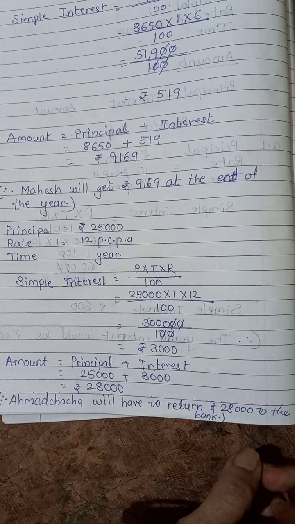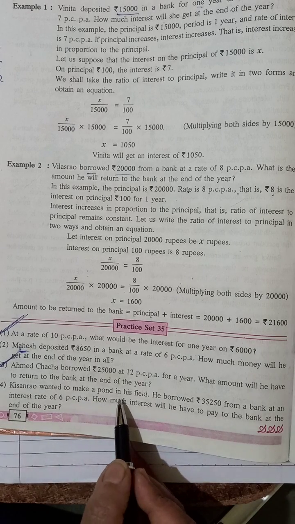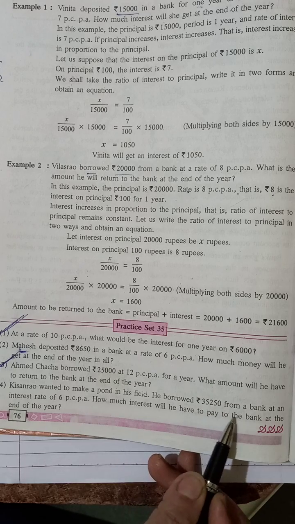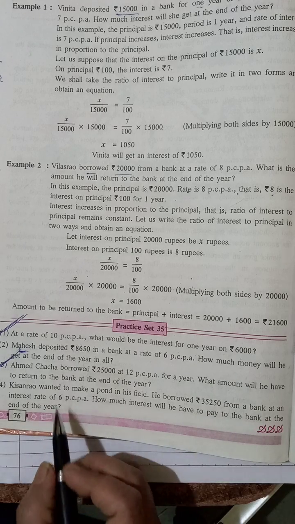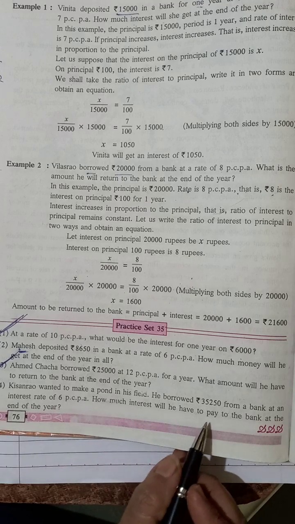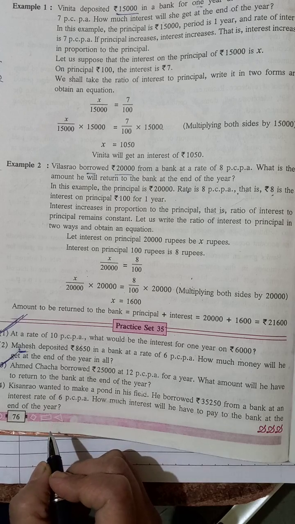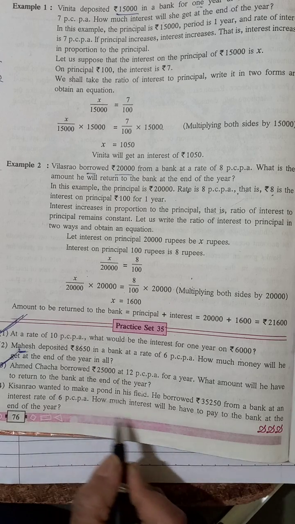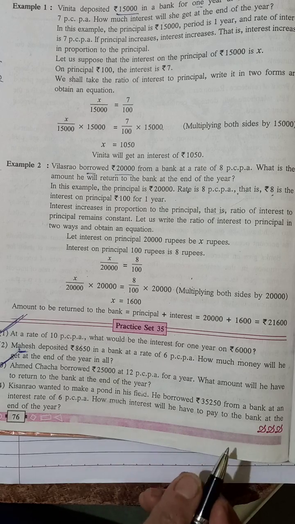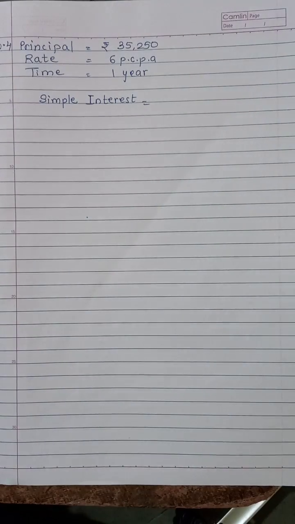Now we'll see the last. Kishan Rao wanted to make a pond in his field. He borrowed rupees 35,250 from a bank at an interest rate of 6 percent per annum. How much interest will he have to pay to the bank at the end of the year? Okay, so here what is asked is how much interest will he have to pay? So here we have to just find out the interest.